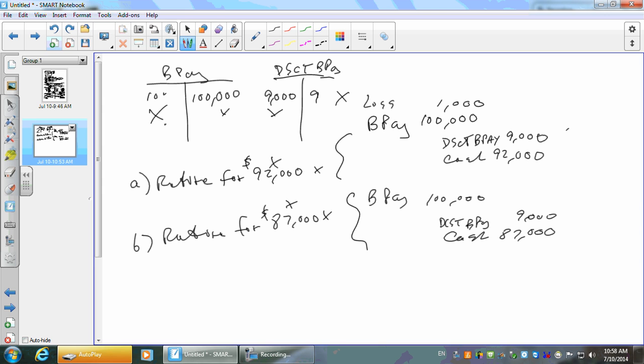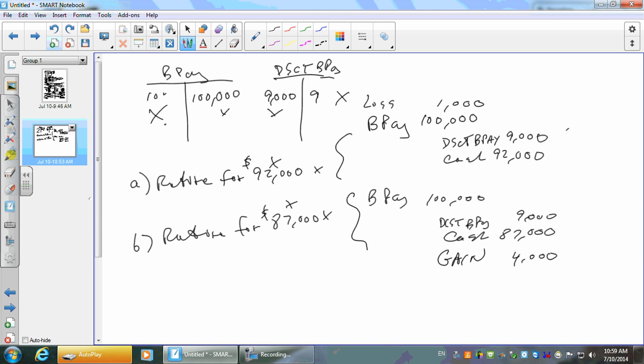Yeah, because that's only 86, so I need 4 more, don't I? Or 96 rather. I need 4 more. Gain on bond retirement. Look, I have a gain because I got rid of a bond where interest rates had gone up. So I got rid of the bond.